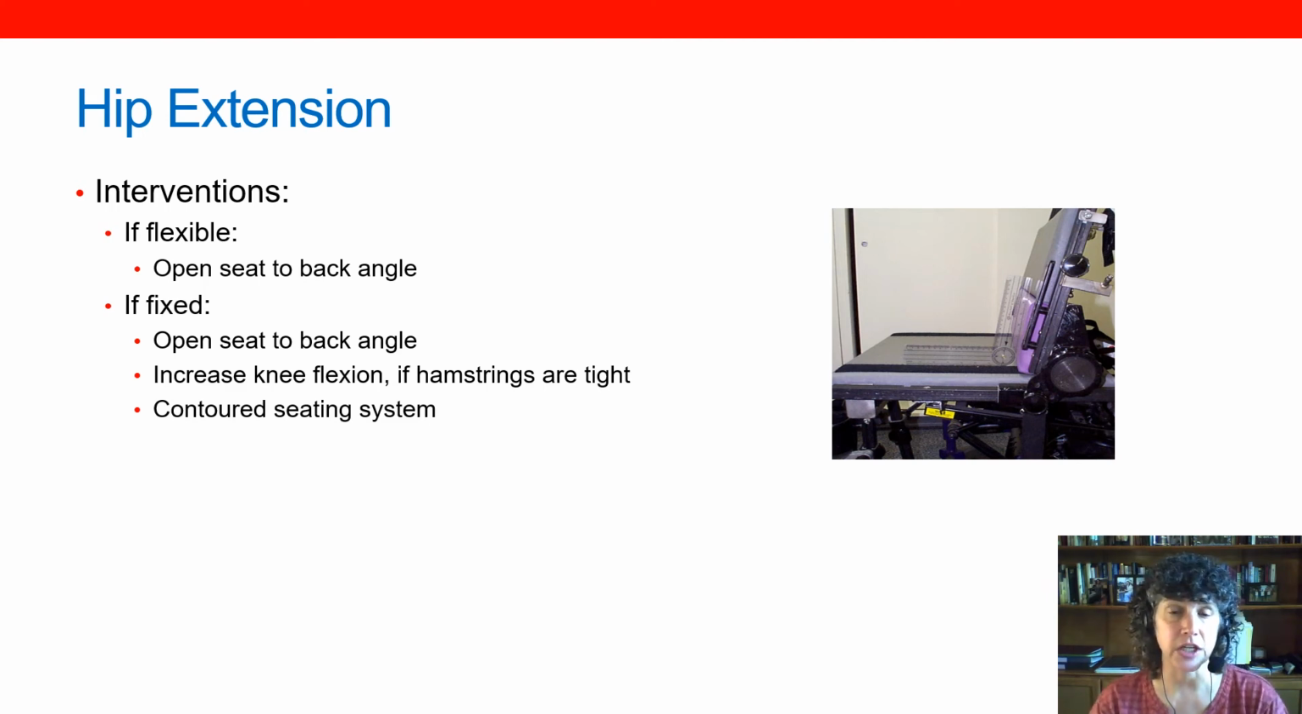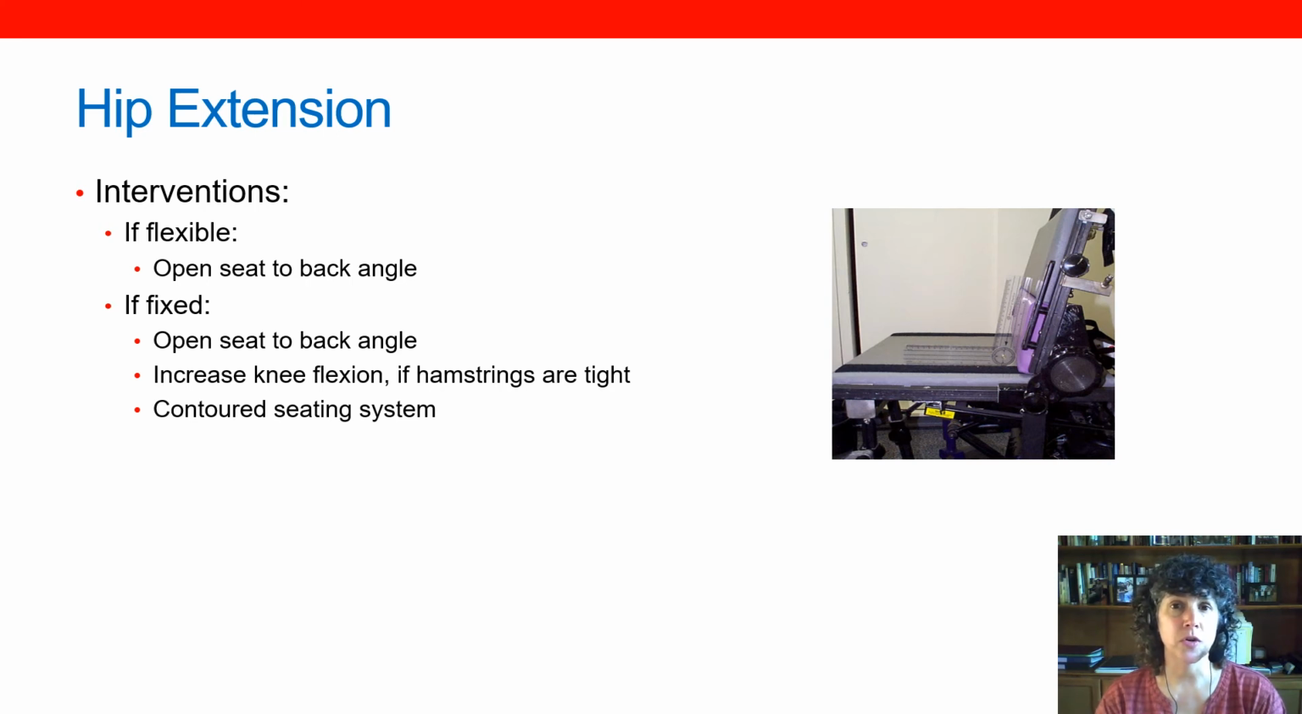If this is fixed, we really can't get this person to 90, 95, maybe 100. We have to open the seat to back angle to the point of the range limitation, and that is determined on the mat exam. So we flex the hip while someone's supine on the mat table. If that pelvis starts rocking rearward into a posterior pelvic tilt, we know we've hit the end of the available range, and that's where the seat to back angle needs to be.